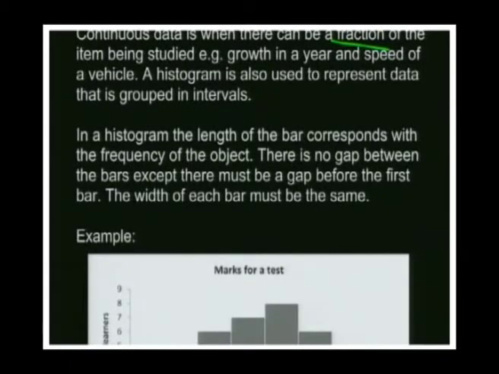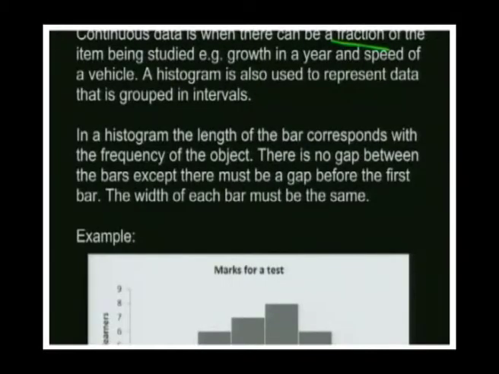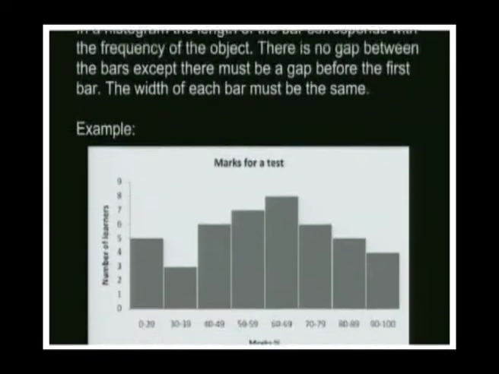In a histogram, the length of the bar corresponds with the frequency, just like our bar graph. How many people got that mark? That is how high our bar should be. There's no gap between the bars, except, of course, a gap in the first instance. The width of the bar has to be the same each and every time. Let's have a look at an example.